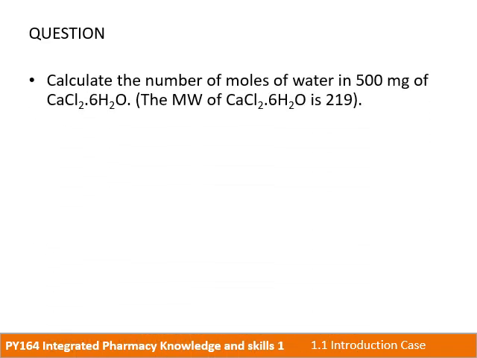Okay, so let's look at a typical type of question that we might get here, and it's to do with calcium chloride, hydrated calcium chloride. So you can see here we've got CaCl2, and it's got attached to it 6 water molecules. So the question is to say, calculate the number of moles of water in 500 milligrams of calcium chloride hydrated. The molecular weight of that calcium chloride with the water is 219.